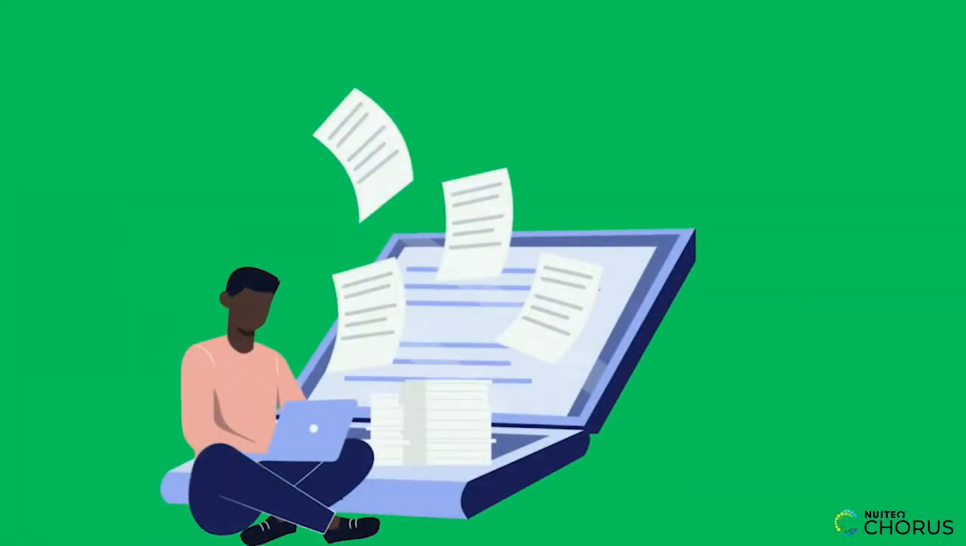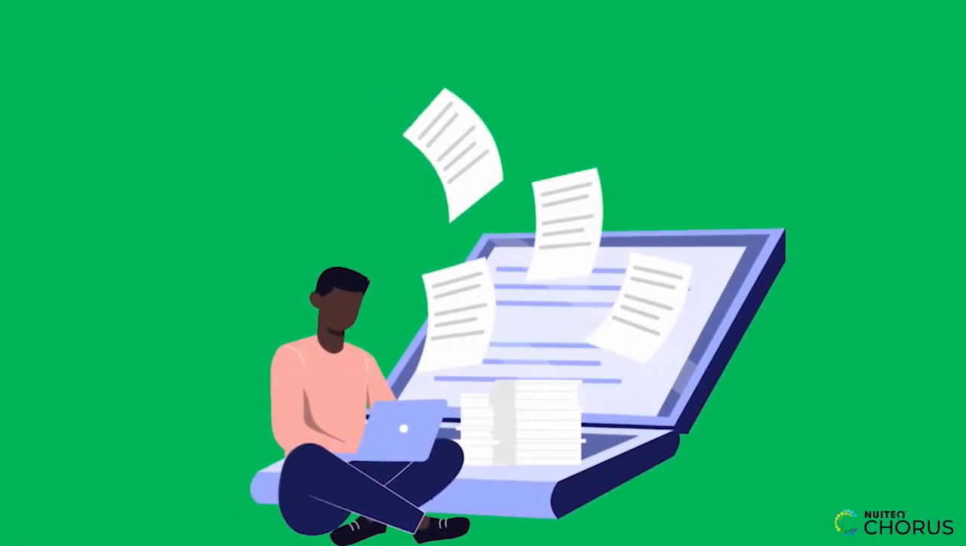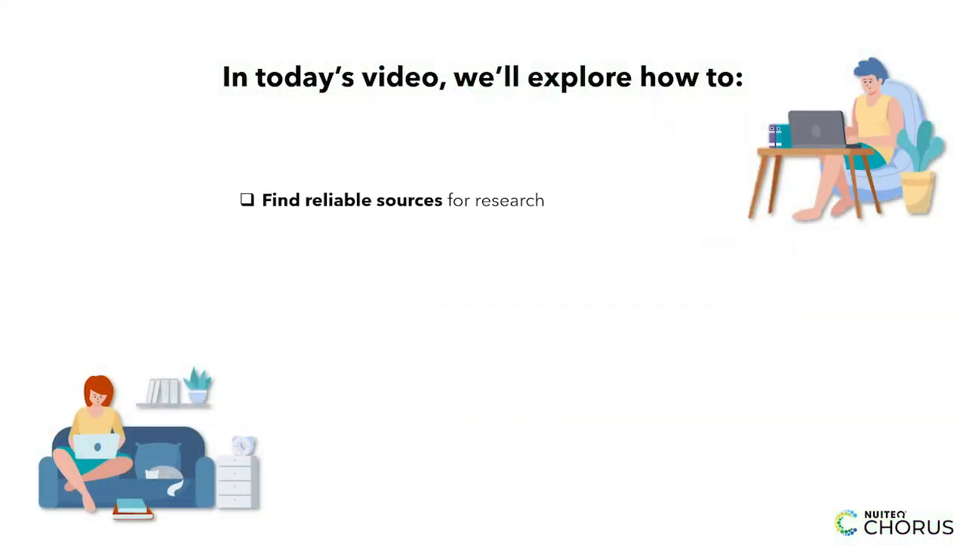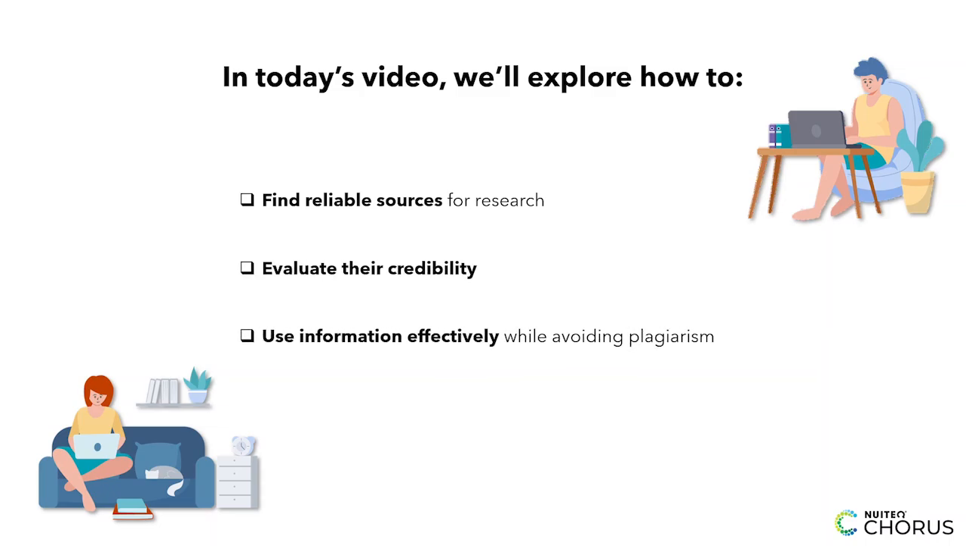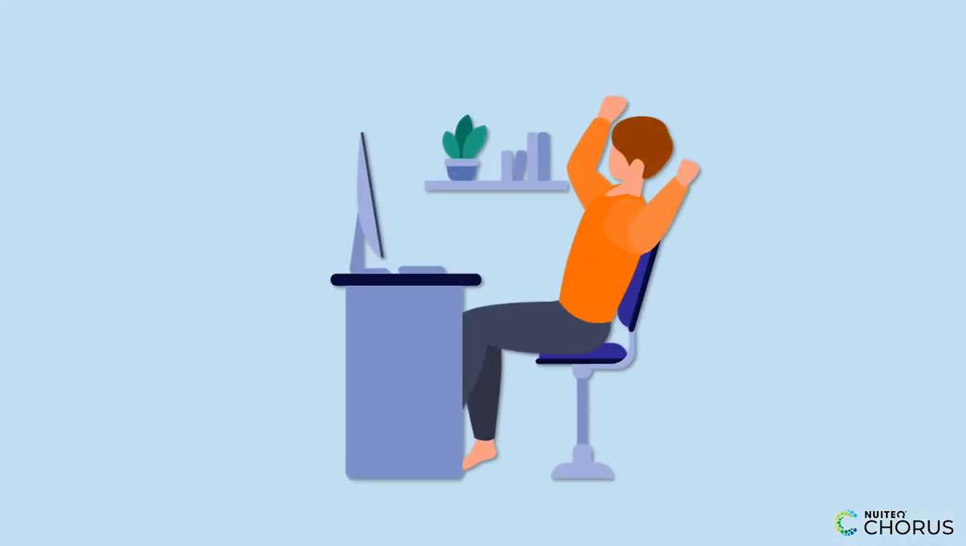Have you ever researched a topic online, only to find conflicting information? How do you know which sources to trust? In today's video, we'll explore how to find reliable sources for research, evaluate their credibility, and use information effectively while avoiding plagiarism. Whether you're writing an essay, preparing a speech, or conducting a research project, mastering these skills will make your work stronger, clearer, and more trustworthy.